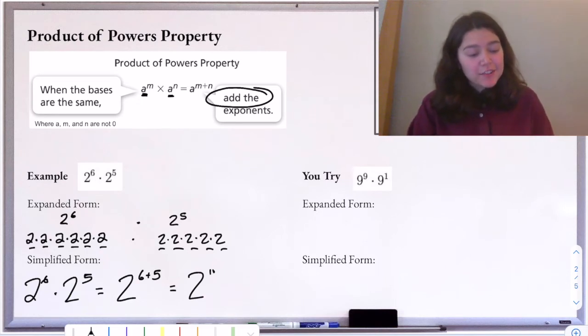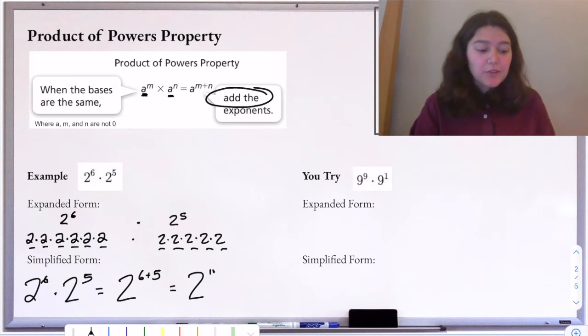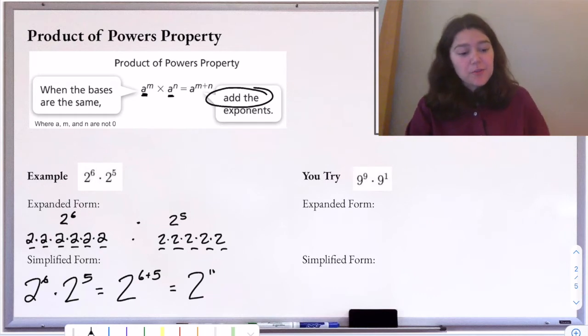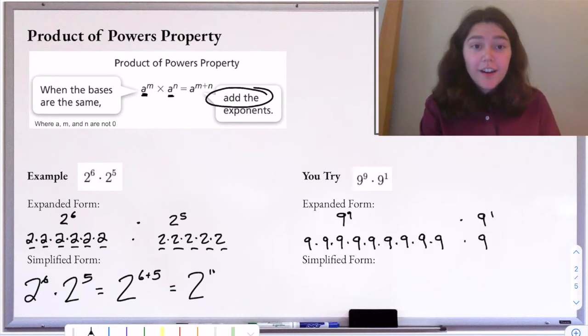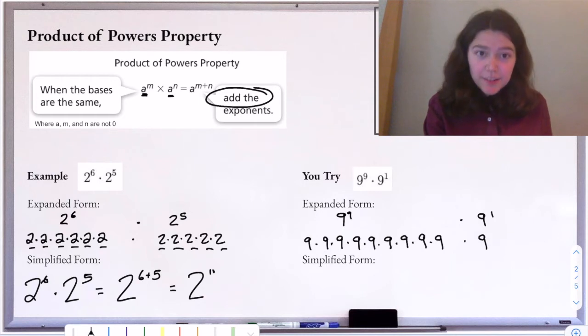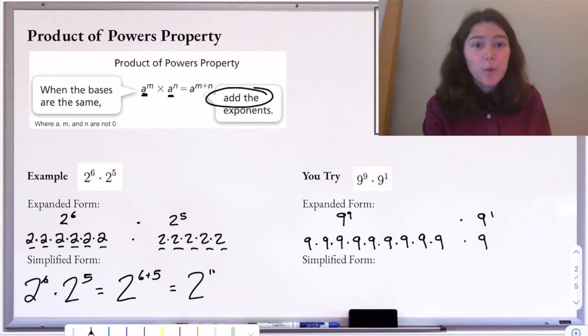First, you're going to identify what is the correct expanded form, repeated multiplication, for 9 to the 9th power times 9 to the 1st power. Okay, so first have the expanded form, and then using our rule or the expanded form, find the simplified form for that expression. Awesome. So for our expanded form, 9 to the 9th power is 9 9s multiplied together, and then 9 to the 1st power is just 9. Right? We just have one 9.